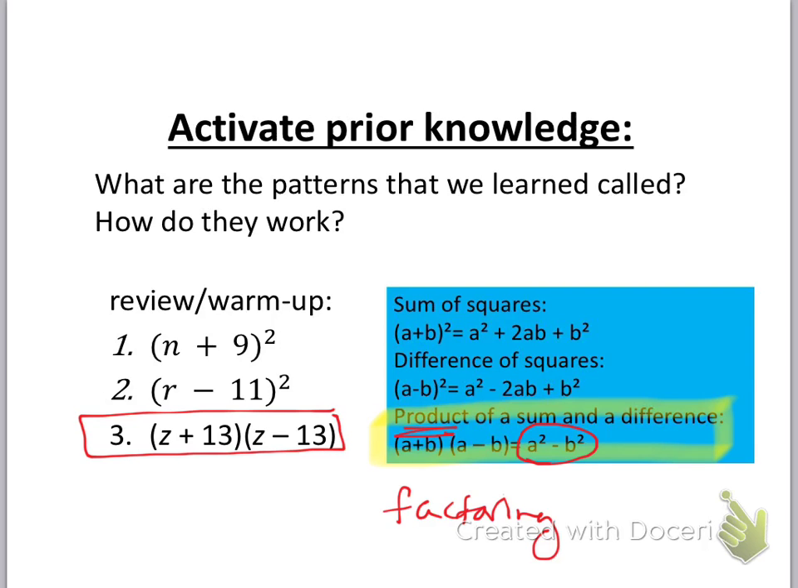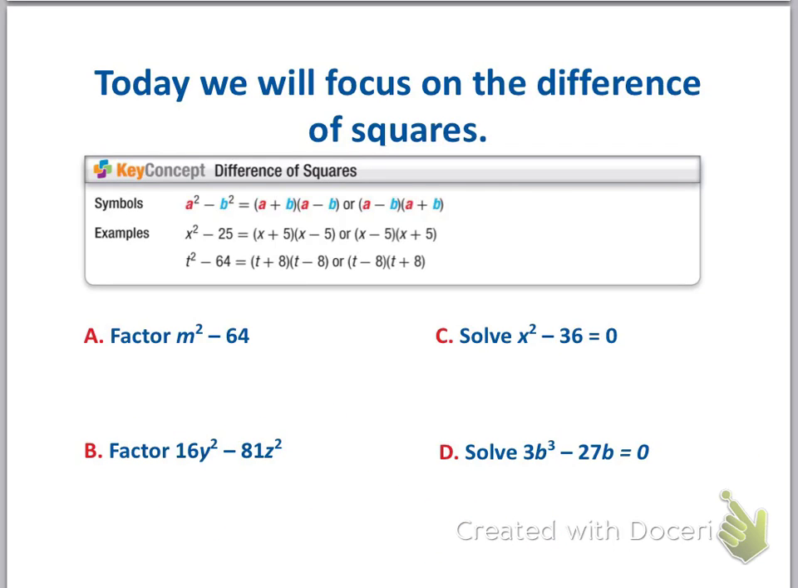Okay, so I want you to be able to go from z squared minus 169 to z plus 13, z minus 13. That's the factored version. Okay, so let's take a look. The idea is that if you have a squared minus b squared, you can rewrite it as the product of a plus b times a minus b. So let's try one.